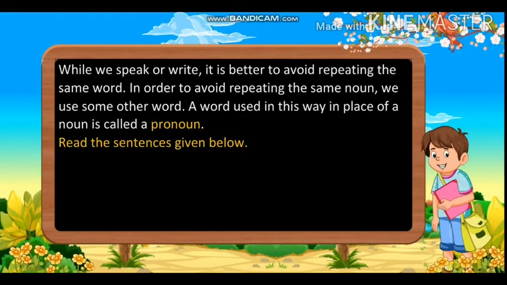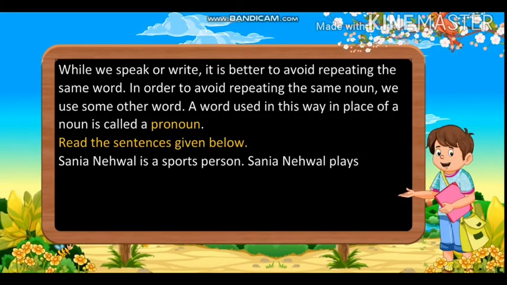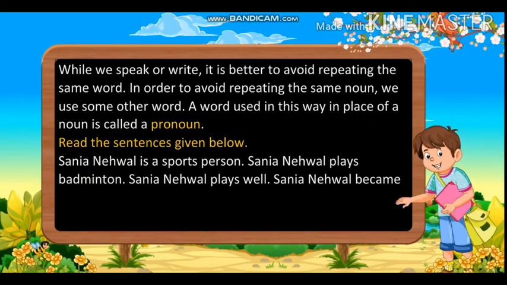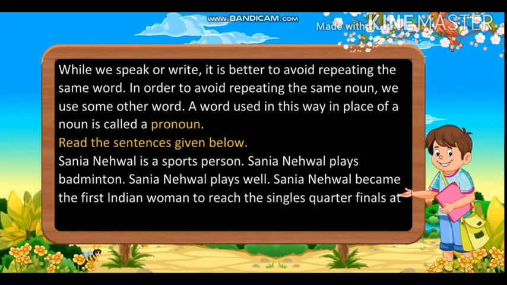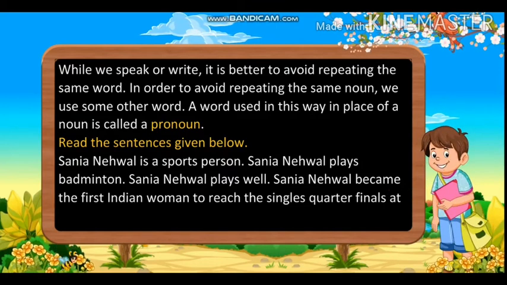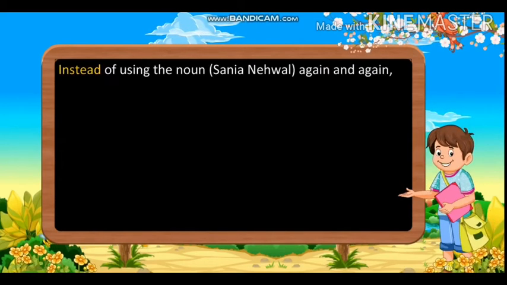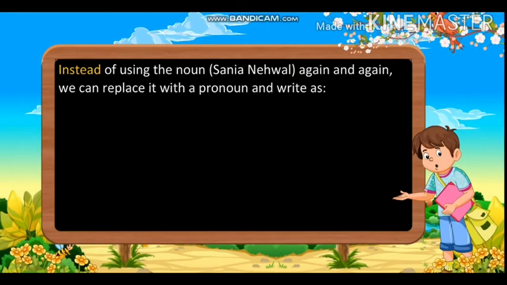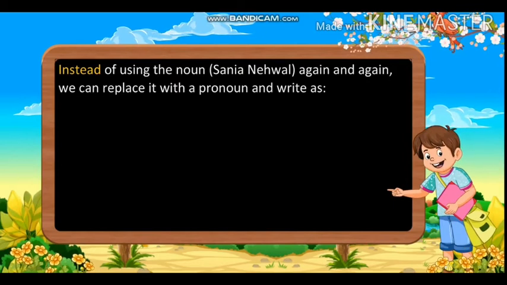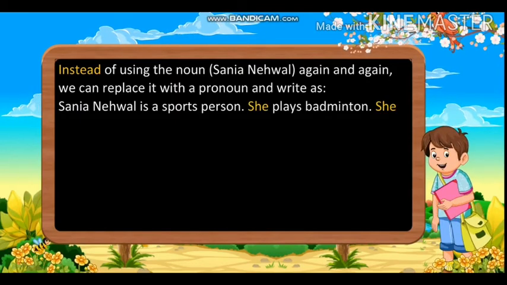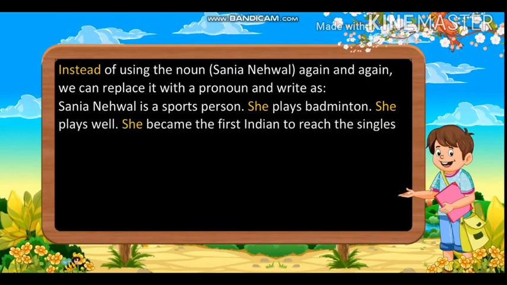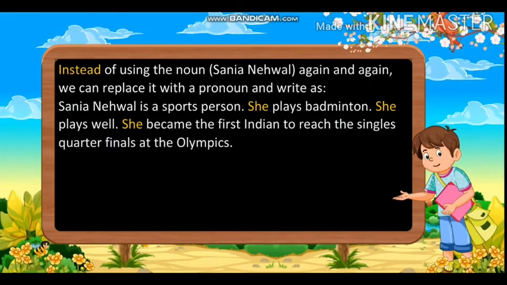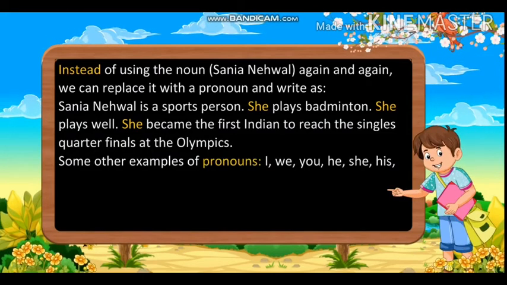Read the following sentences. Sania Nehwal is a sports person. Sania Nehwal plays badminton. Sania Nehwal plays well. Sania Nehwal became the first Indian woman to reach the singles quarterfinals at the Olympics. Now, instead of using the noun Sania Nehwal again and again, we can replace it with a pronoun and write: Sania Nehwal is a sports person. She plays badminton. She plays well. She became the first Indian woman to reach the singles quarterfinals at the Olympics.